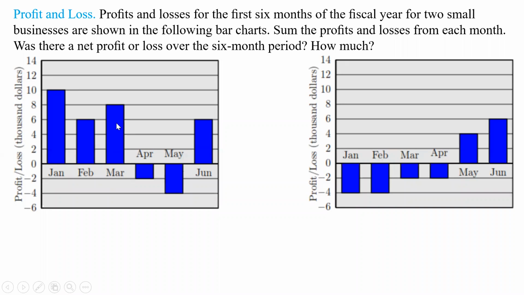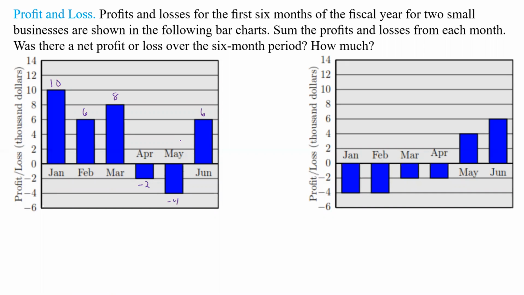So what we need to do is think about what this says. Well, here, let's write the numbers above. So we have 10. It's positive. It's $10,000, but we're just going to use a 10. Here, that's a 6. We have an 8. Oh, here we have a negative 2. Here's a negative 4. And here is a 6 again.